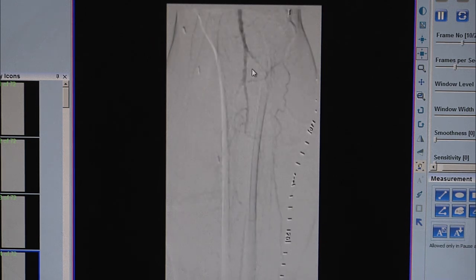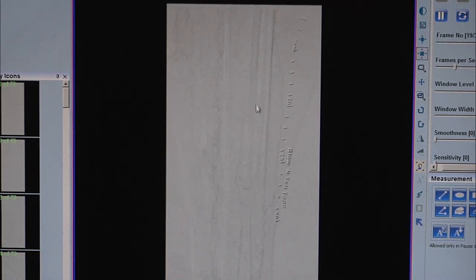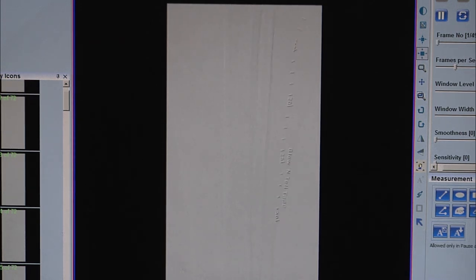And then in the peroneal, you can see the anterior tibial here, which is jailed off by a Zion stent, and you have an occluded peroneal artery. And then you can see multiple collaterals giving rise to a robust peroneal artery, which gives rise to the anterior tibial in the foot.